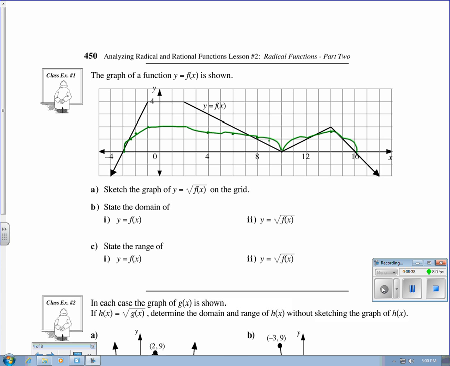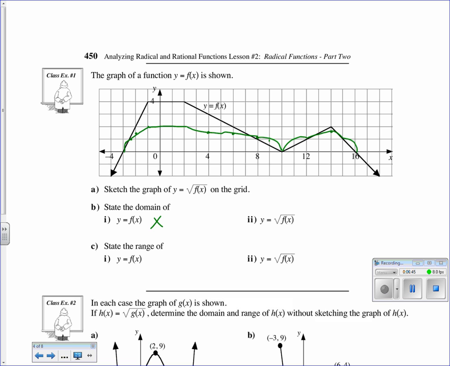State the domain of the original graph. The original graph allows x to be anything. X is an element of the reals. The domain of my square root graph has been altered. The domain of my square root graph allows me to run from -3 up until 16, with x being an element of the reals.